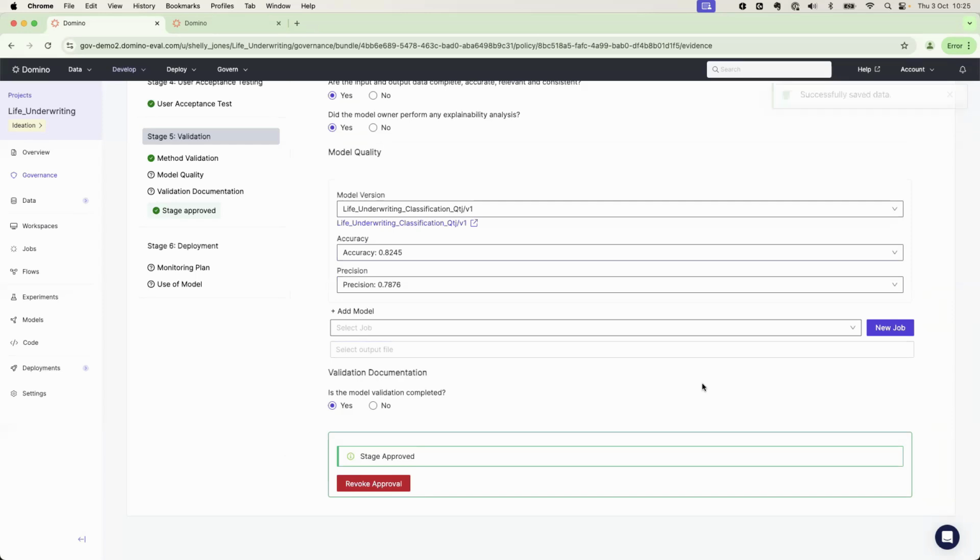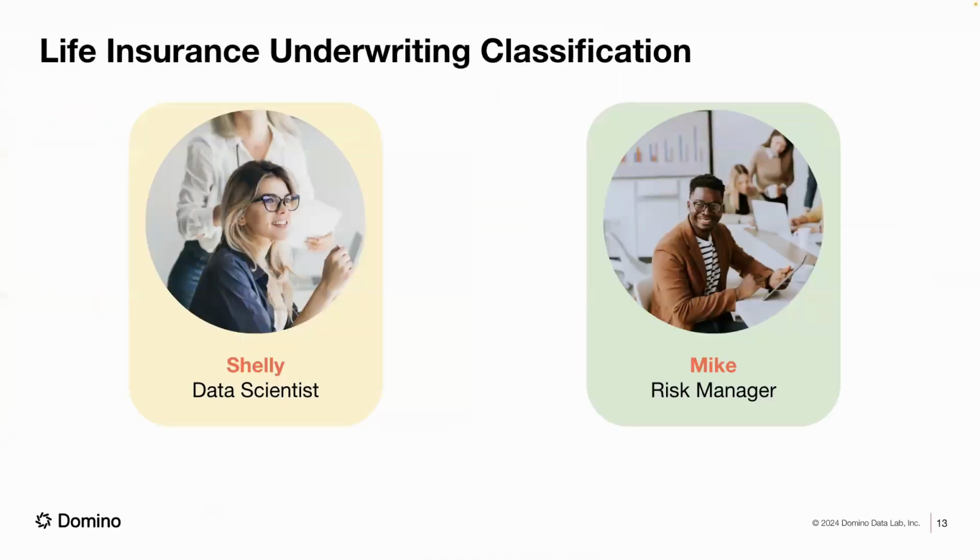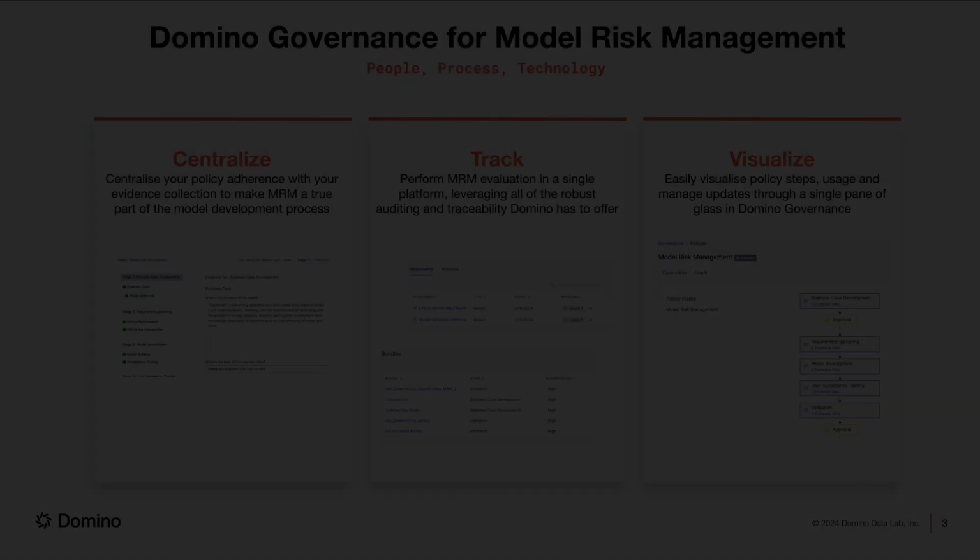This is significantly easier than the last time Sally and the team sent over a model to him, in which it was an email that contained links to code, SharePoint, spreadsheets, and all manner of other documents that he had to pick through to get to the key pieces of information he needed to approve the validation stage of this MRM policy. From here, Sally's team can move this model to production.